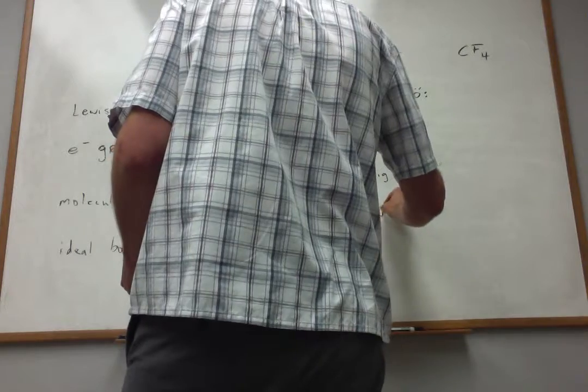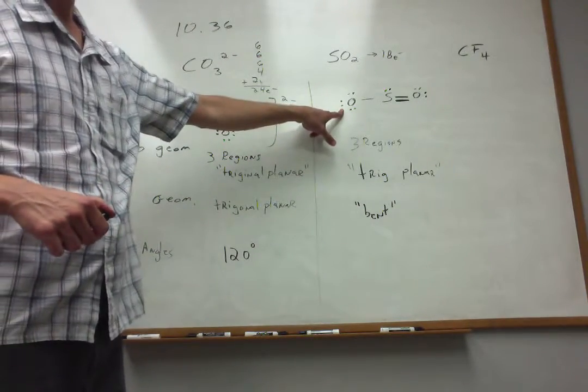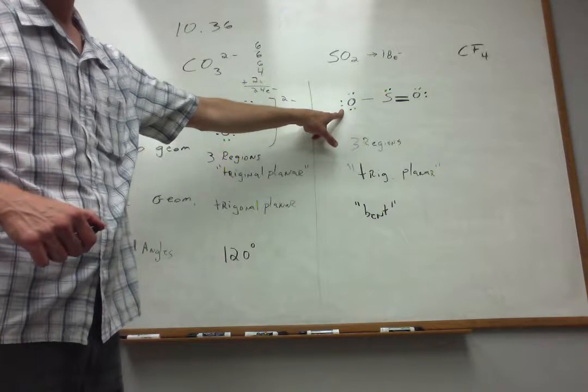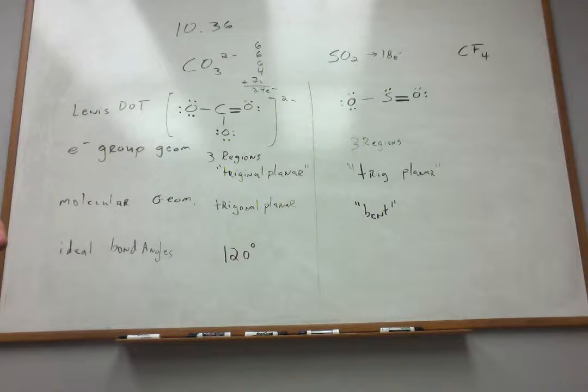Okay, so this geometry, bent or V-shaped, is what describes the molecular geometry of SO2. Water has a similar geometry as well, okay? So, although water's a different base family, it's also bent, okay?